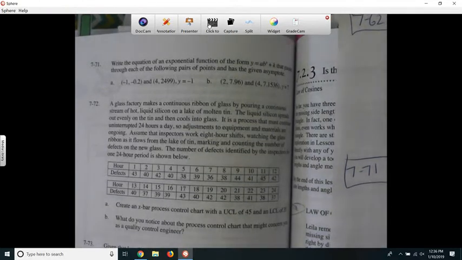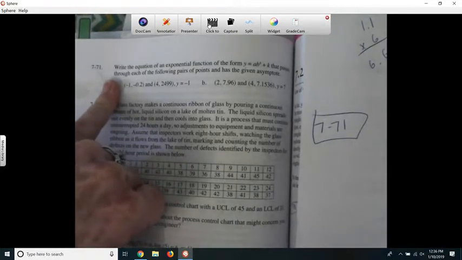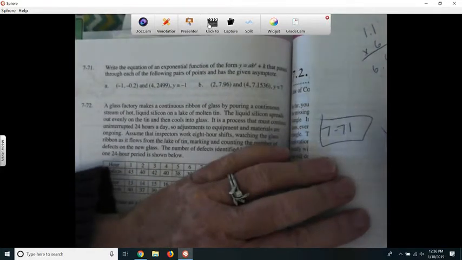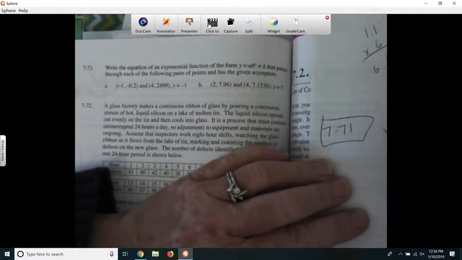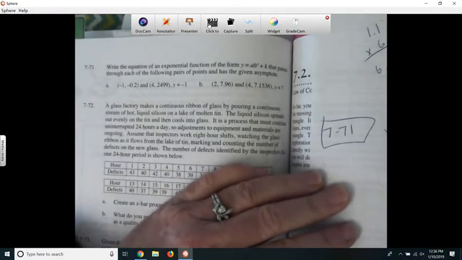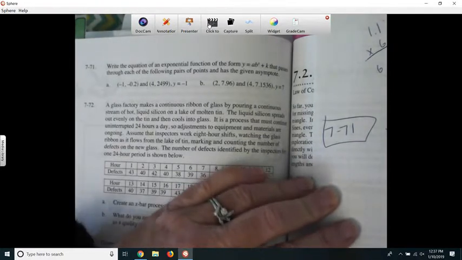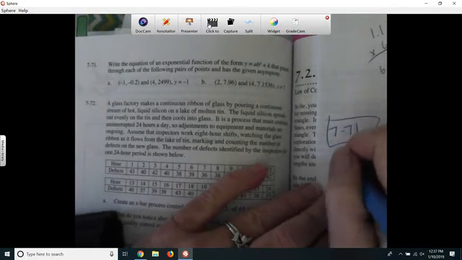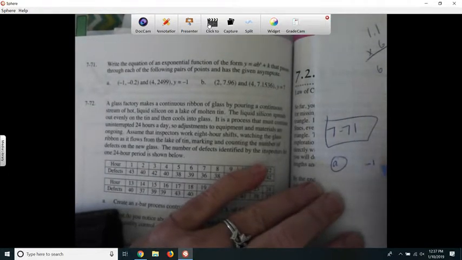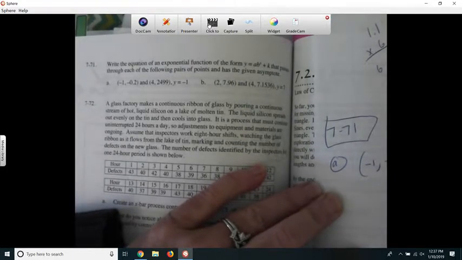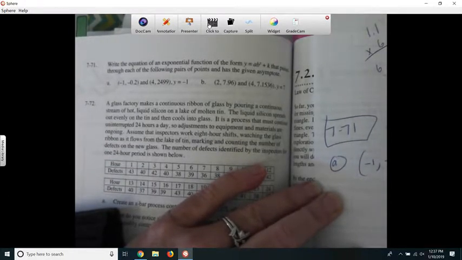Okay, so this one is 771, and it says write the equation of the exponential function of the form y equals a times b to the x plus k that passes through each of the following pairs of points and has the given asymptote. So for letter A, it passes through negative 1, comma negative 0.2. And so I think what I'm going to do is a system of equations on this one.